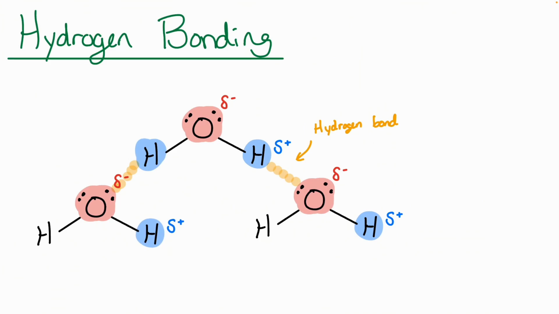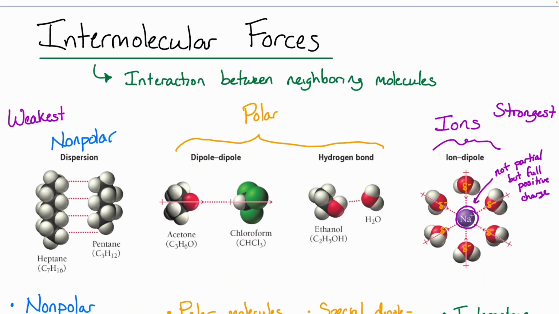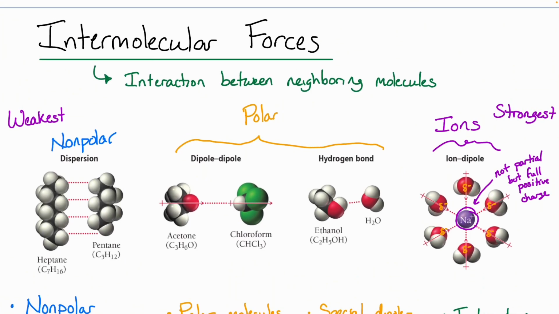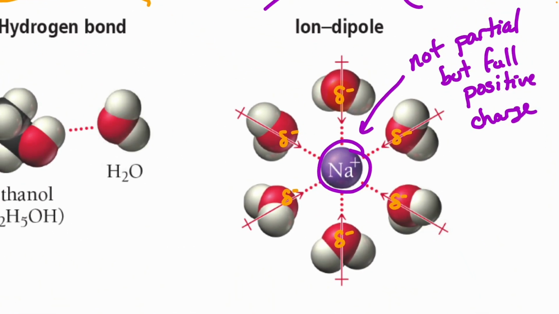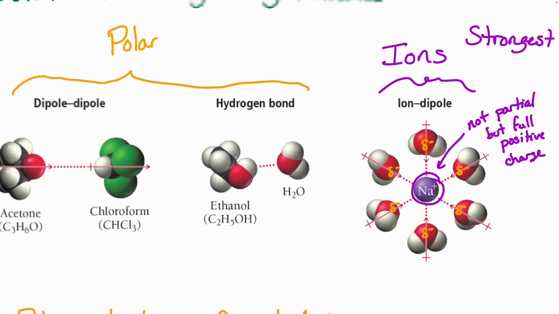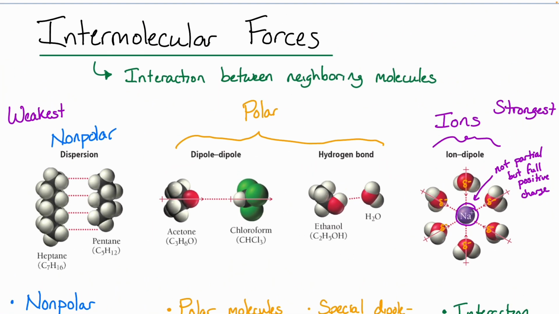And then lastly, a very specific interaction that's available to ions in polar molecules are what are called ion-dipole interactions. Very similar, except for the fact that ions have a net charge, not a partial charge associated with them. But that full charge will line itself up with the dipoles in these polar molecules here. All right, so these were these four intermolecular interactions that we talked about.